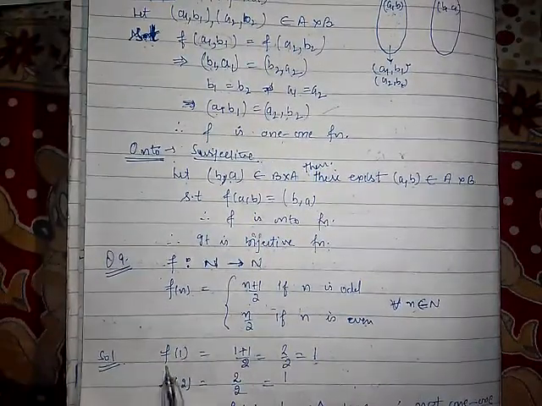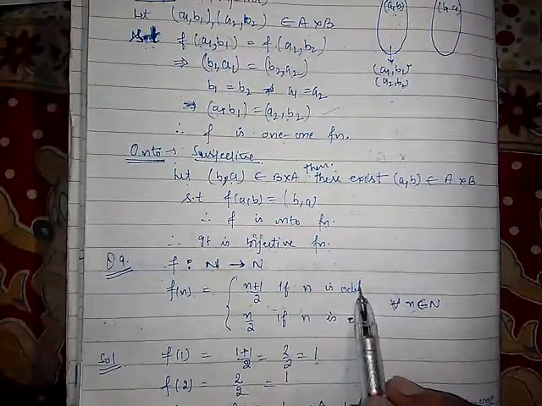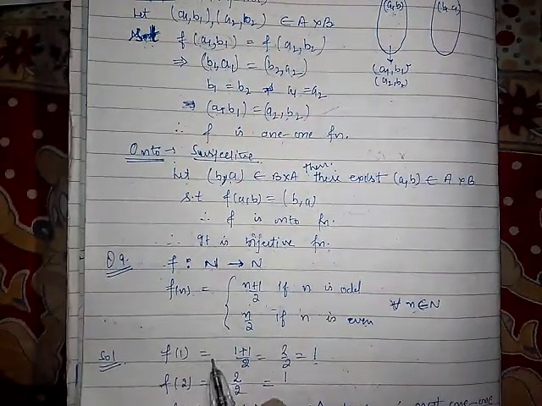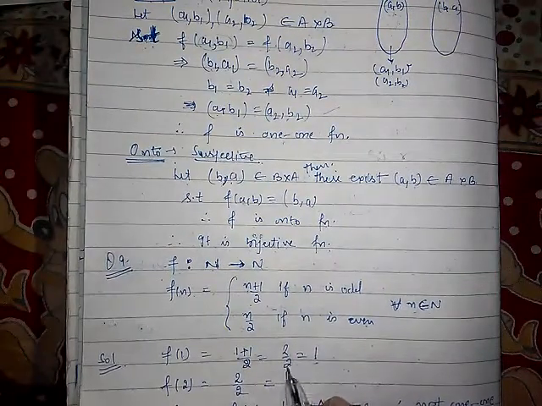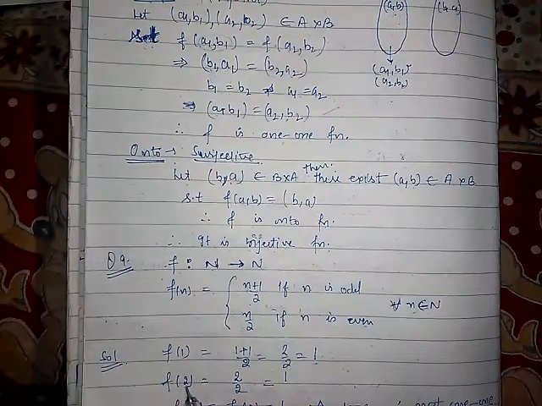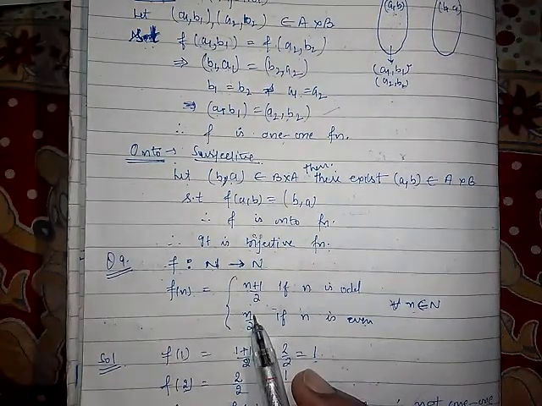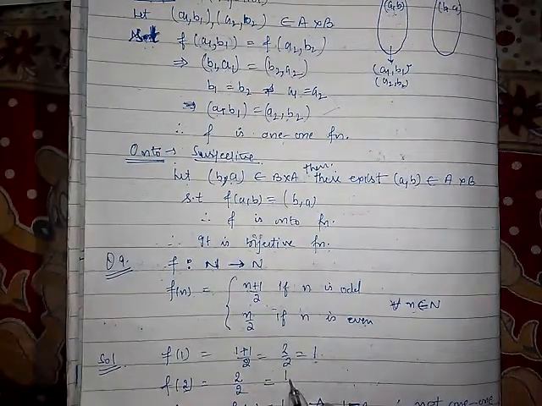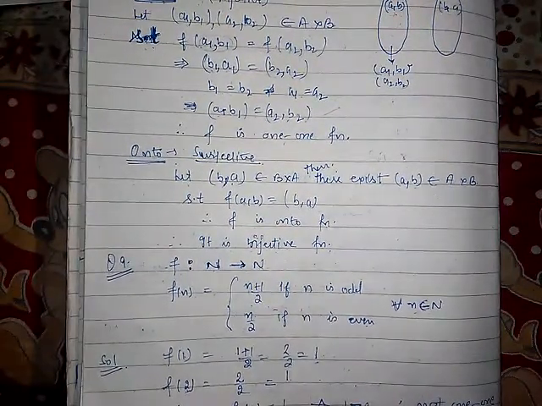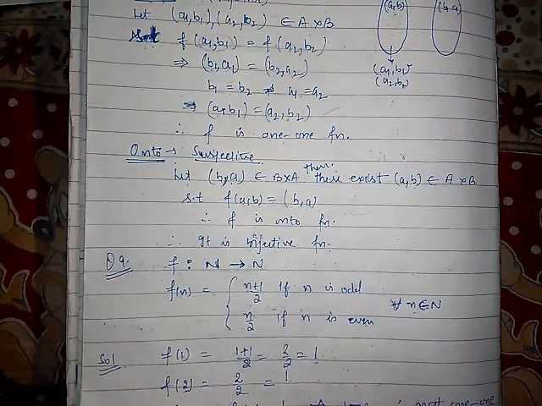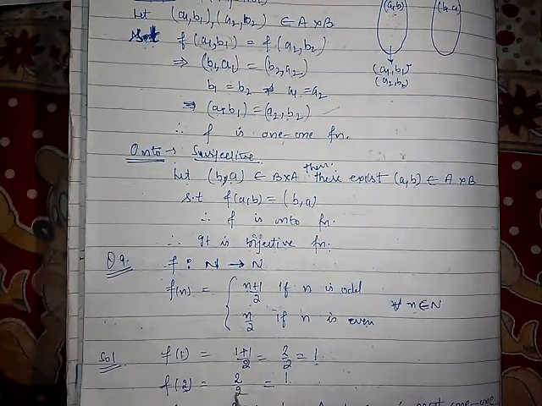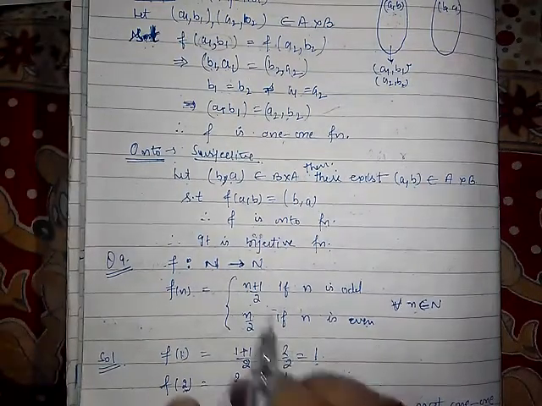So for the solution, let us take an example: n is the odd number 1. So f of 1 will be equal to (1 plus 1) upon 2, which gives you 1. In case of 2, if you are taking the even value 2, then you have to take this function, 2 upon 2, which will give you 1. So f of 1 is equal to f of 2, we are getting 1, but this does not imply that 1 is equal to 2. With a simple example we have proved this, so therefore this is not one-one function.